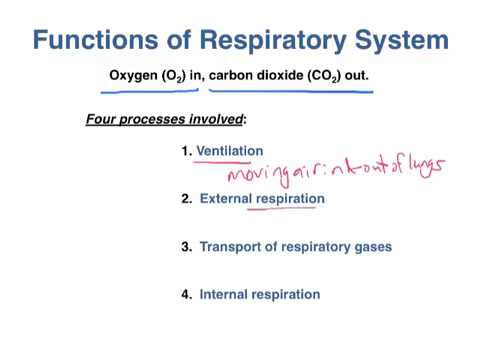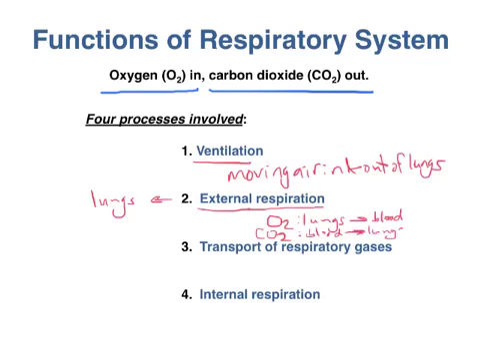Now, the term respiration, when you're speaking about respiratory physiology, refers to the movement of oxygen and carbon dioxide in and out of the blood. So external respiration is the respiration that happens in the lungs. And so in the lungs, you have oxygen moving from the lungs to the blood, and you have carbon dioxide moving from the blood to the lungs. So external respiration happens at the lungs. Internal respiration happens at the internal tissues.